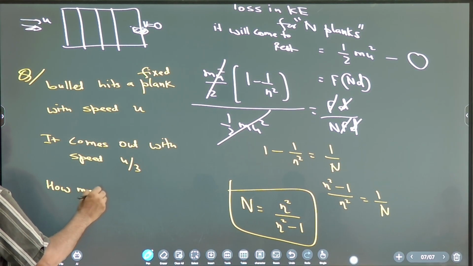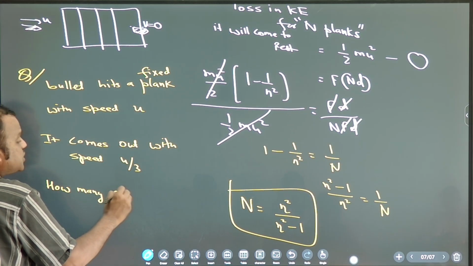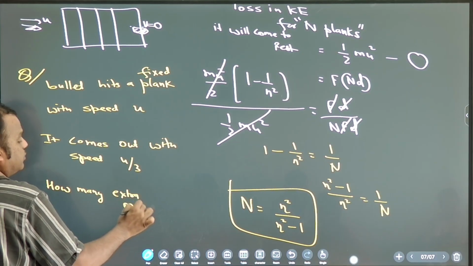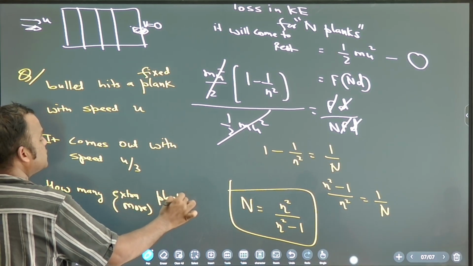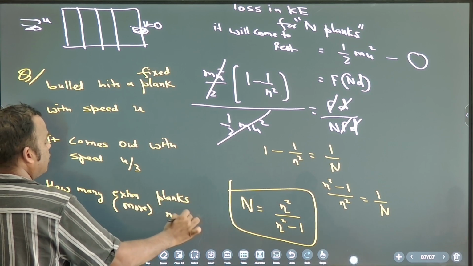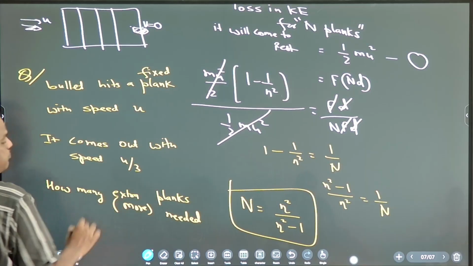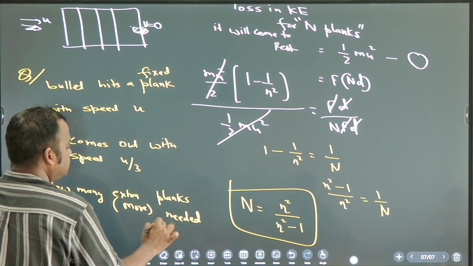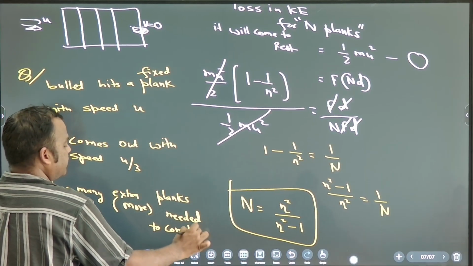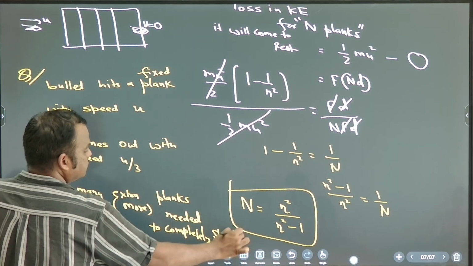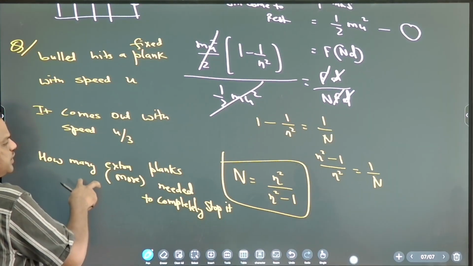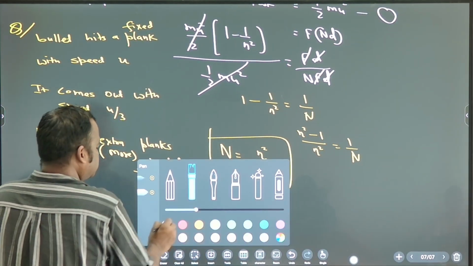How many extra means more? How many more planks are needed to completely stop it?